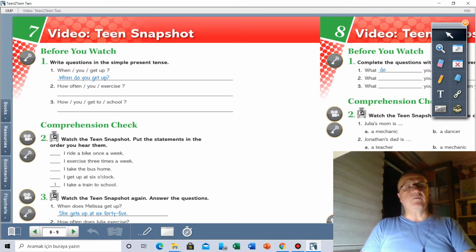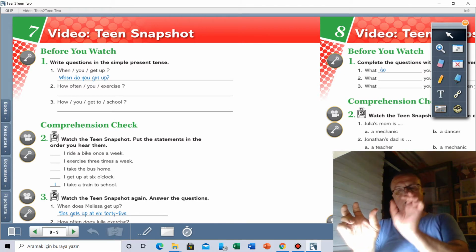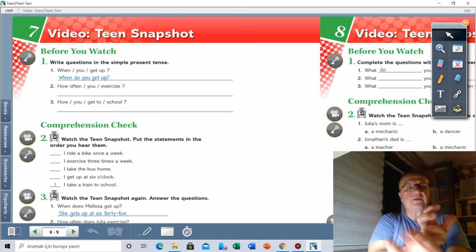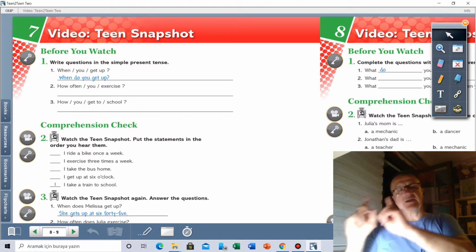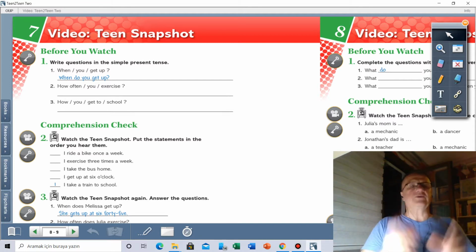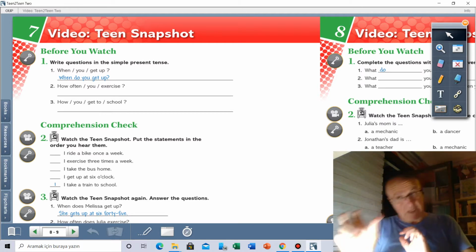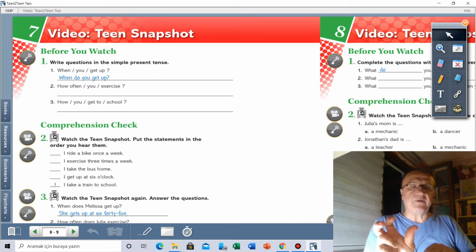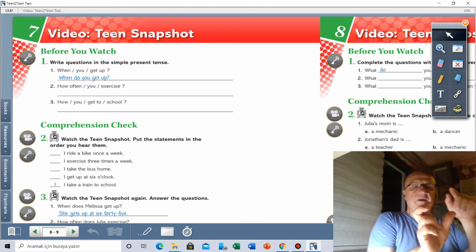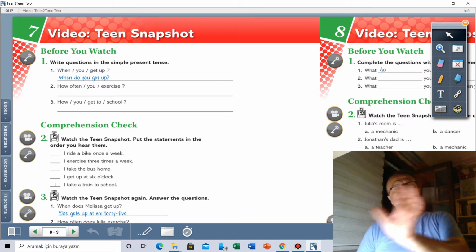Okay. When we make questions, we put the question word at the beginning, then we put the helping verb, then the subject, and then the verb. When do you get up? You see, one, when you get up. If you want to make a question, you have to put the question word when at the beginning, then the helping verb do, and then the subject you, and the verb get up. When do you get up?